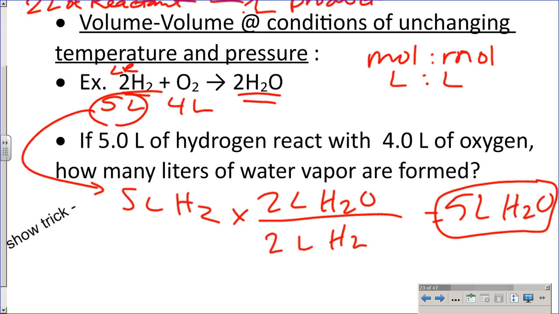Okay, so that was just a simple introductory problem. I'm going to do some more with you guys. This is just showing you can do liter to liter, no problem. Okay, now what if I give you, let's say, moles, and I want you to go someplace else? I'm videoing so you guys can go back and look at this if you need to.